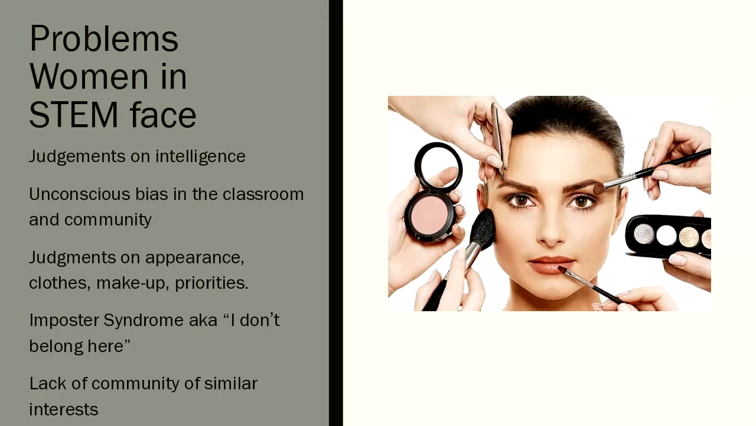And the big reason why is the problems we face as women in STEM. There's a lot of judgment on intelligence. You don't see a lot of women, and so when a woman's in a STEM degree and they say something, it's kind of like, oh, I don't know if she really knows what she's talking about, or maybe we should ask a dude, he'd probably know. That actually happens a lot, and that's the unconscious bias in the classroom and community that we have.